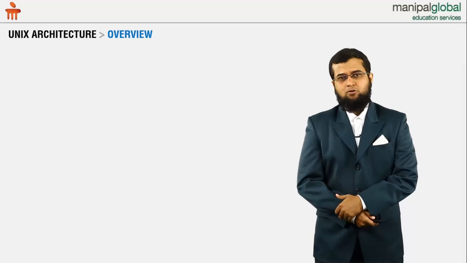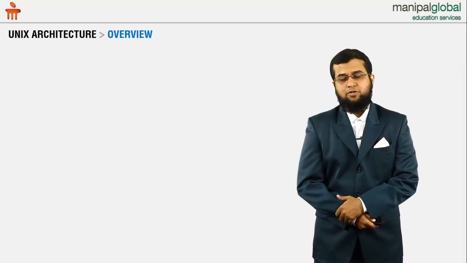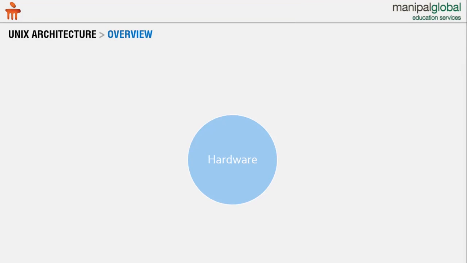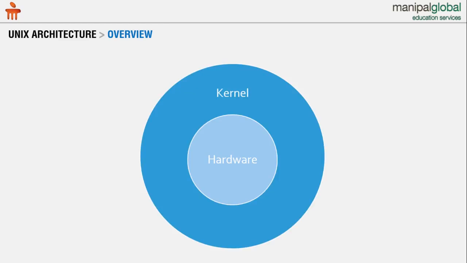Let's start with the overview of Unix. Central to the Unix operating system is the hardware. The hardware like the central processing unit, the CPU, your RAM, hard disk, keyboard or even your screen and various other peripherals. The software that makes us access these hardware components is the operating system, or in Unix parlance it is called the kernel. Kernel helps us interact with the hardware.